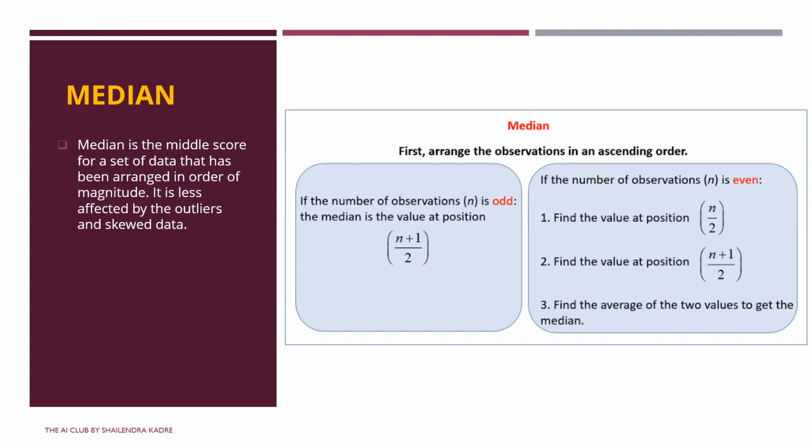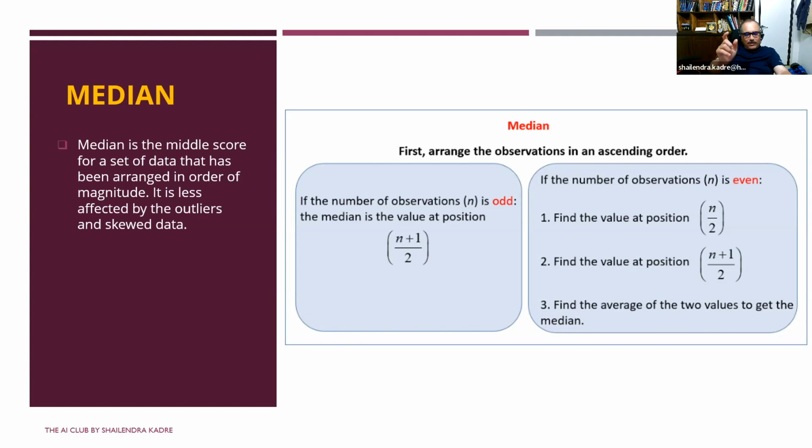3.5. Huh? 3.5. How did you get it? 6 plus 1 divided by 2. No, wrong. Sir, 3 plus 4 divided by 2. Yeah, so it will be 7 divided by 2, so it will be around the same number, 3.5.